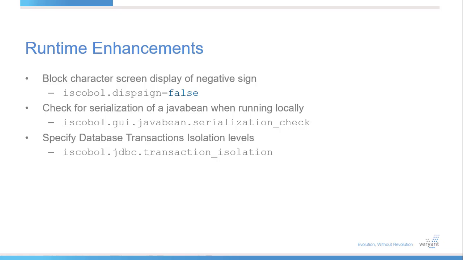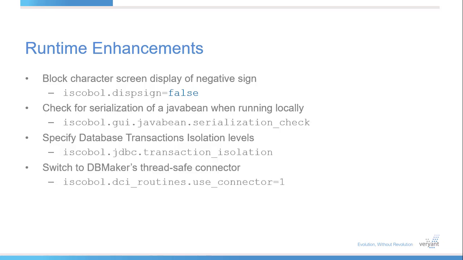For databases that support isolation levels, you can now specify a level with the ISCOBOL JDBC transaction isolation. If you use the file index file name equals DCIC to set individual files to DBMaker, in 2025 you can set this routine, ISCOBOL DCI routines use connector, to true to use the thread safe DCI connector instead of the default DCI routine, which is not thread safe.